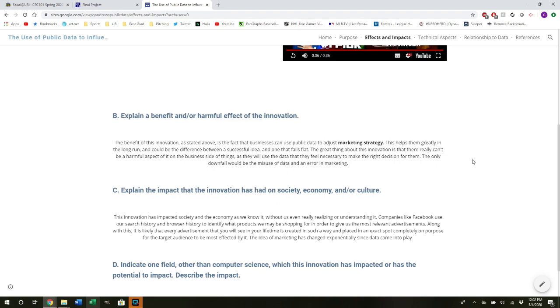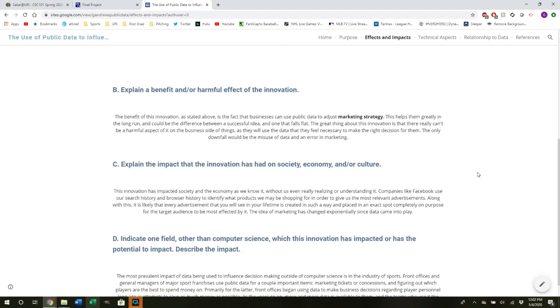Prompt B here was to explain a benefit and or a harmful effect of the innovation. The benefit of the innovation is quite obvious. It's to adapt a new marketing strategy. This can determine if a business is successful or not in the long run by influencing how many people buy their product or service. No harm. There's no harm really on the business side of things, since if this data is used correctly, it helps them make the right decisions moving forwards, as I already have alluded to many times. But personally, there is some harm, and I'm not going to get into that here because there's a whole prompt on that, but we will definitely talk about that a little bit later.